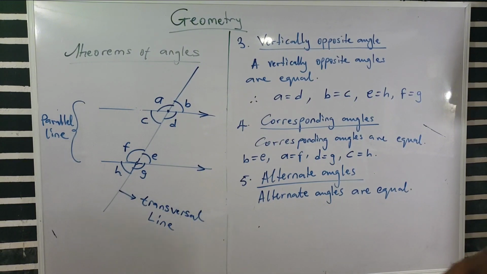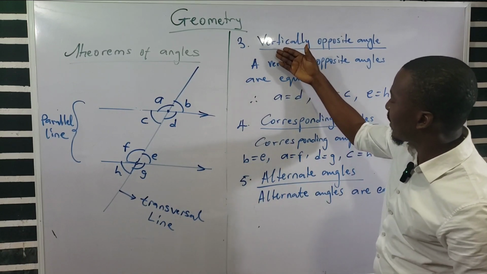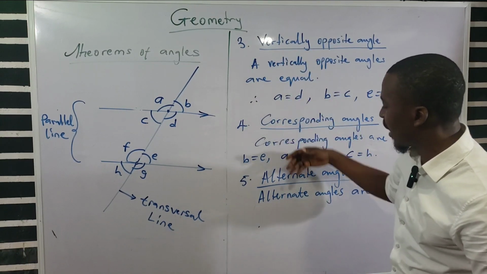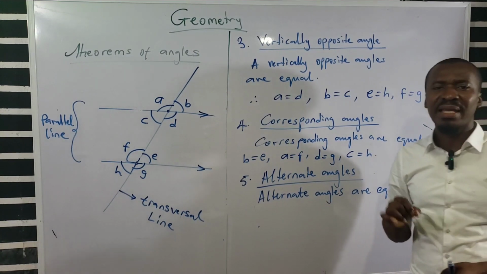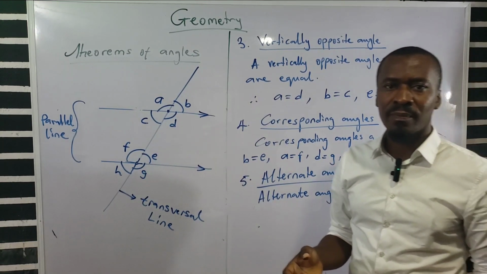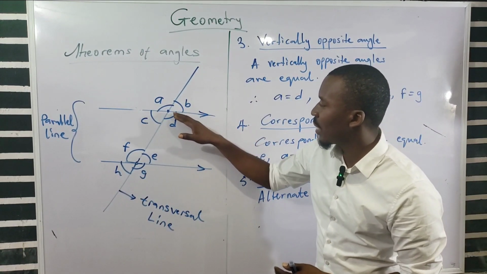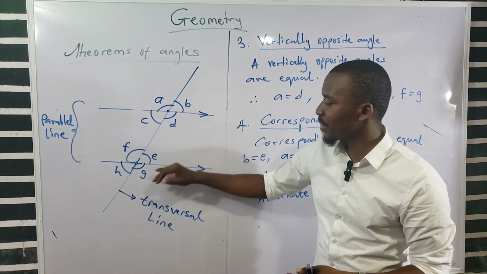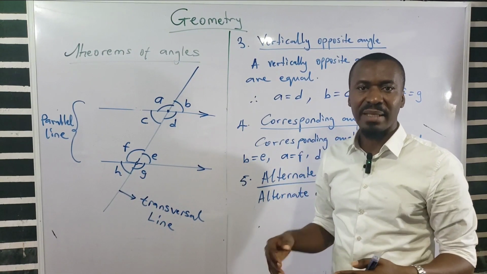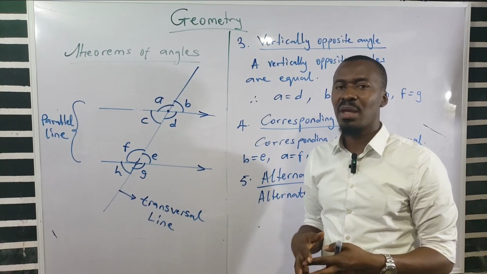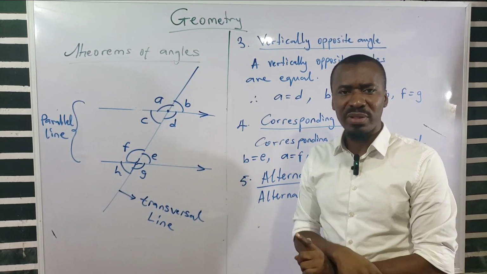Okay, alternate angles are equal. Then I say just like vertically opposite angles and corresponding angles, alternate angles are also equal. But unlike corresponding angles, where the position of the angle at point X and the position of the angle at point Y have to be the same in their respective points, in alternate angles, it has to be opposite.